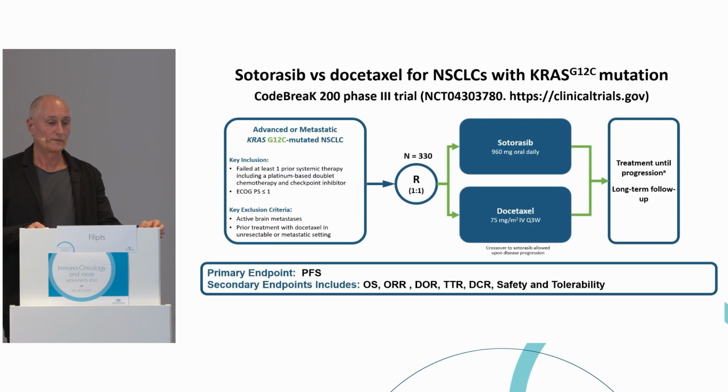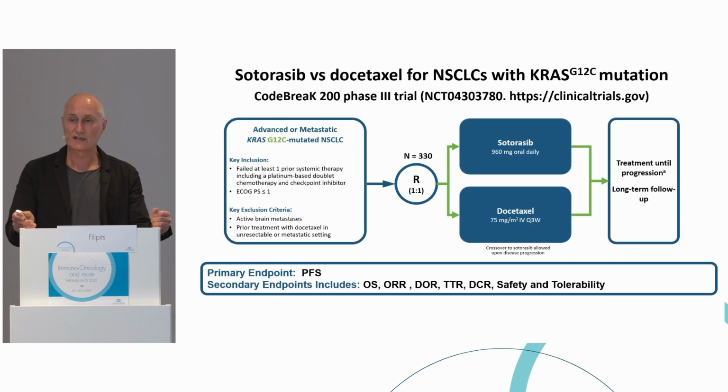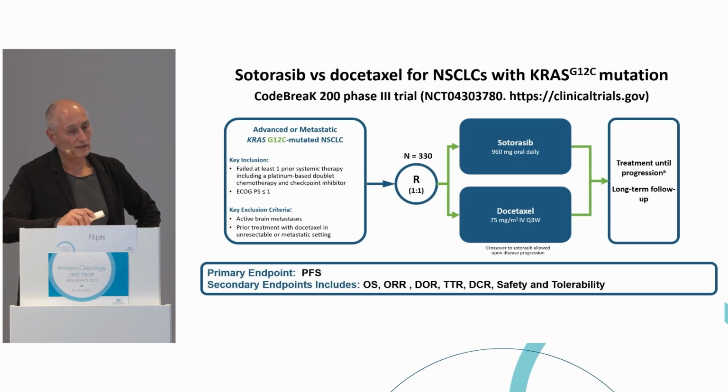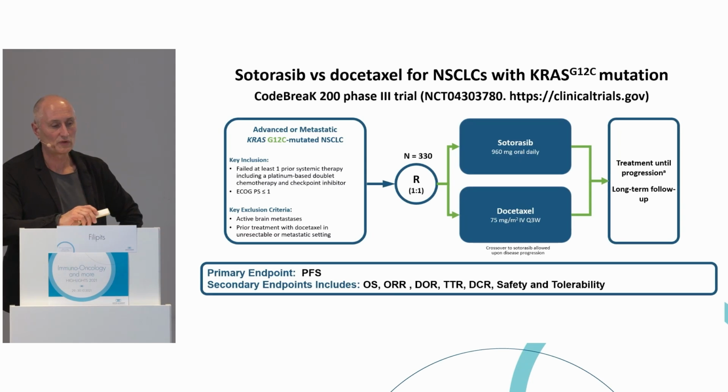So we have these exciting phase 2 results, and it's important to confirm them in a phase 3 trial, not to end up as in the selumetinib story, where the phase 2 trial was exciting, but the phase 3 trial failed to show a significant difference. For this trial, which is called CodeBreak 200, it's a phase 3 trial for advanced or metastatic patients with KRAS G12C mutations.